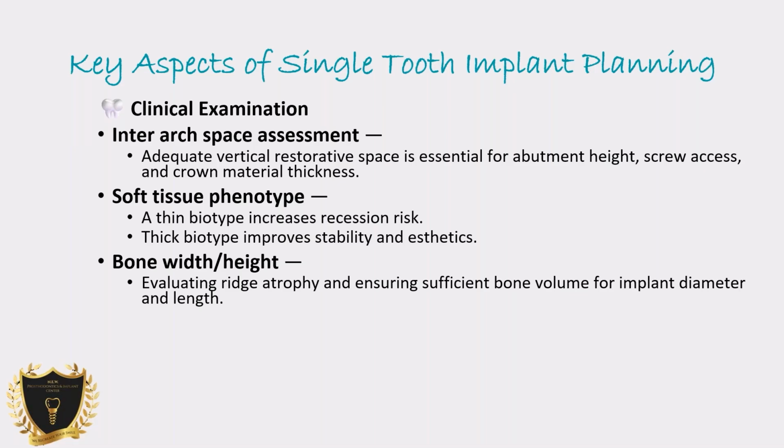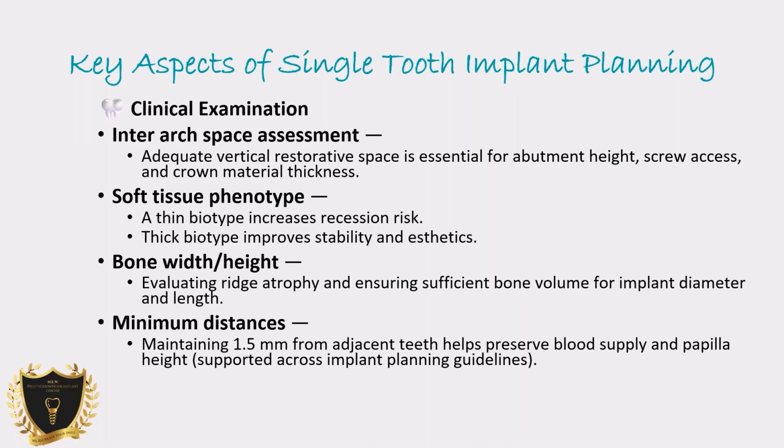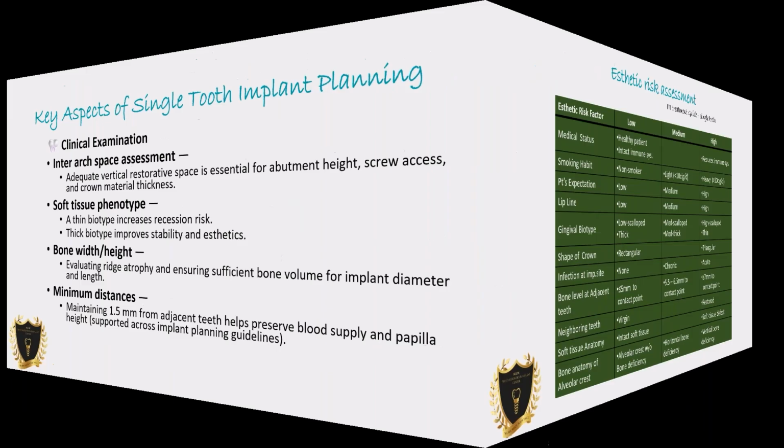And then the last thing we need to look at is the minimum distances, and I will talk about that later in the presentation. What are the literature guidelines on those? Maintaining 1.5 millimeters from the adjacent tooth helps preserve blood supply and papilla height, and that's supported all across the literature for guidelines. I'll talk a little bit more about it in a few minutes.